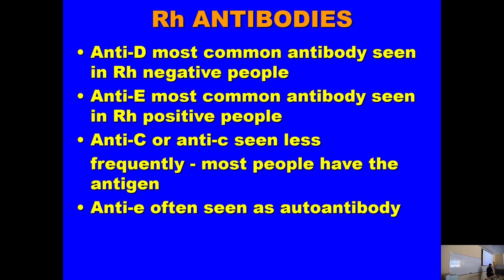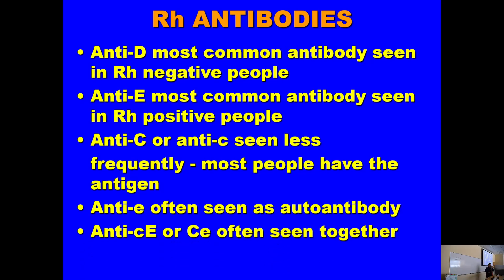When we see anti-little e, oftentimes we see that as an autoantibody, because 98% of the population has little e. So when we do see it, usually it's not actually a true anti-little e like we would think. Usually it's an autoantibody developed against self. Oftentimes we see little c and big E together, and we see big C and little e together. So we'll see double antibodies. We'll have antibodies to both oftentimes.